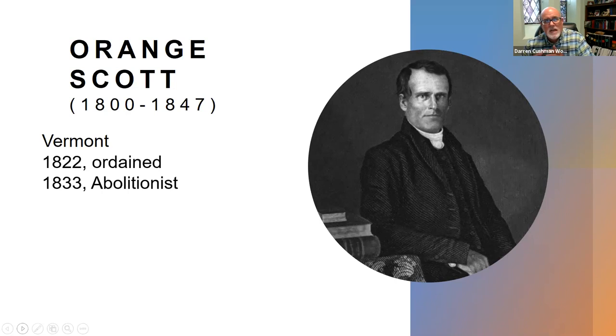There is a general conference that happens the next year in 1834. There are petitions from abolitionists to tighten down our stance on slavery. Those attempts fail. But at the center of that is what Orange Scott did. And following that, the bishops, which I think there were three at that time, confronted him and said, you are either going to stop your work for abolition or we're going to reappoint you.